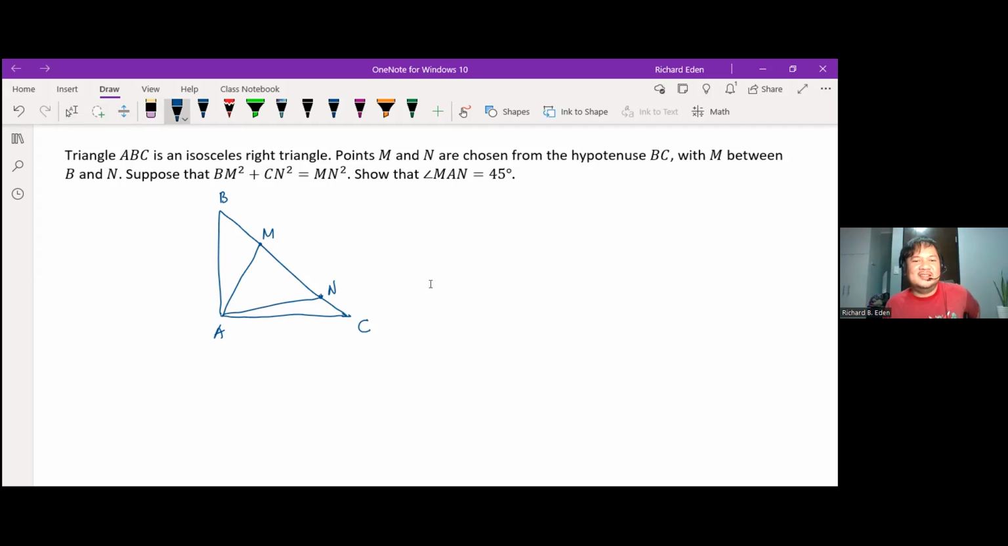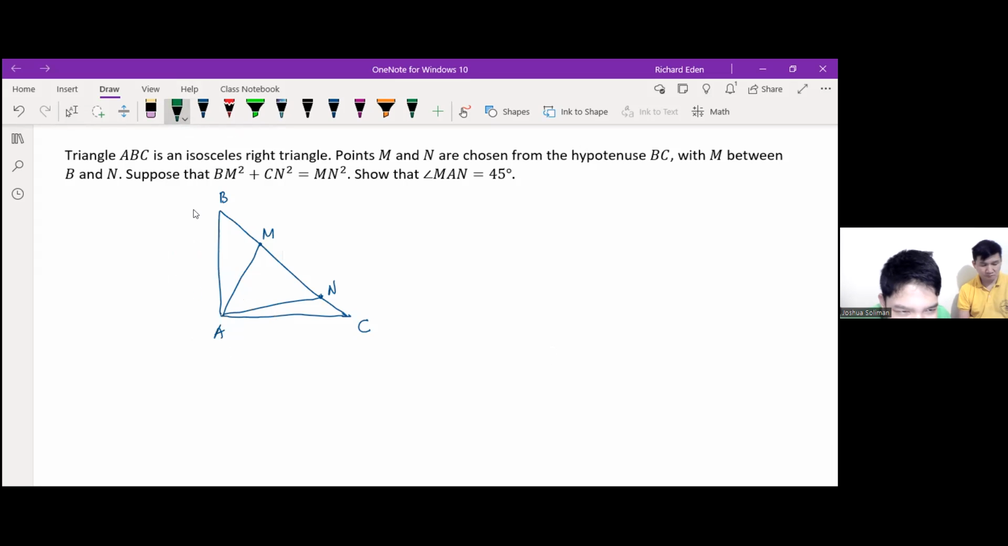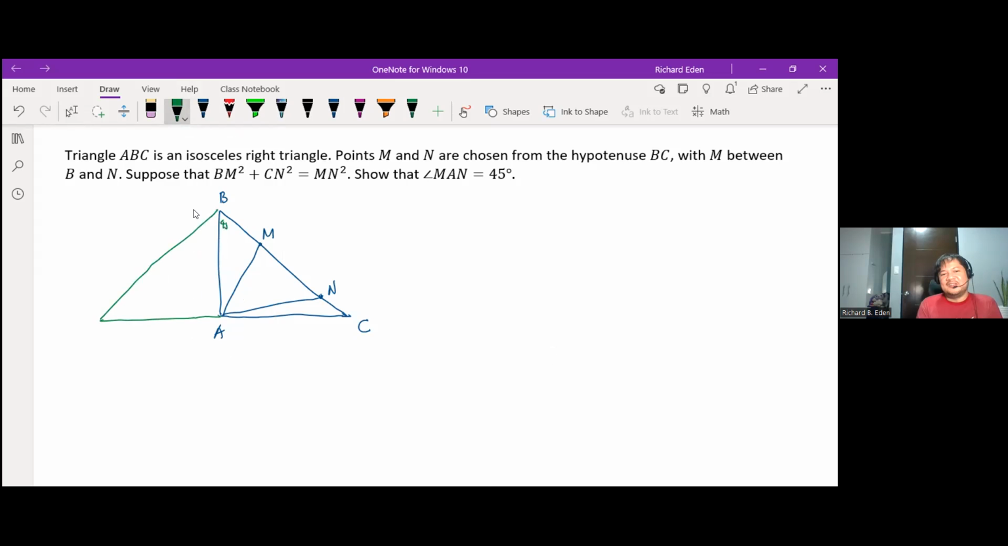CN, if you rotate it clockwise until C reaches B, and then rotate. So what's the center of rotation? A. Because it seems like A is the only non-important point, the most worthless of all the points. So this is 45 degrees, and this is 45 degrees.